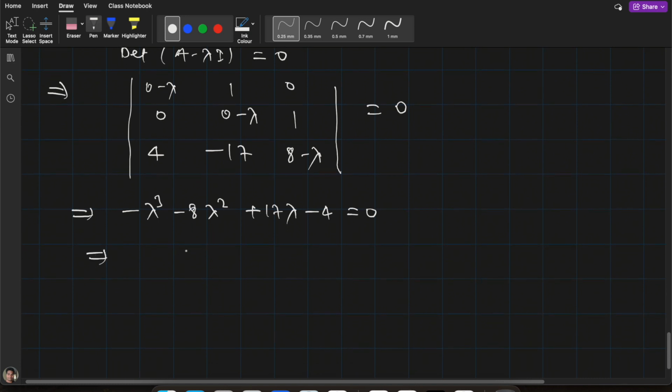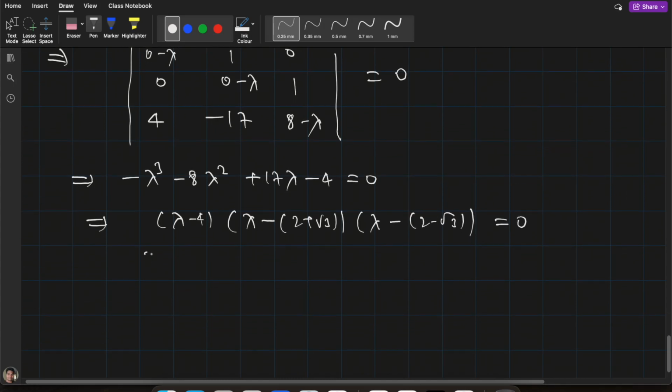And after solving this cubic, you will have the factors lambda minus 4, lambda minus 2 plus square root of 3, and lambda minus 2 minus square root of 3 equal to 0. So the roots are lambda 1 equal to 4, lambda 2 equal to 2 plus root 3, lambda 3 equal to 2 minus root 3. So these three are eigenvalues.